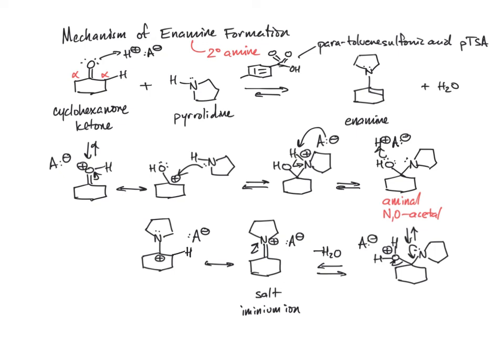So again, let's just put in that alpha, because we need to regenerate the catalyst, right? So we have to show that mechanistically we have our base abstracting that proton to do an elimination. And that forms the alkene of the enamine. Plus our acid catalyst. So this is an enamine.